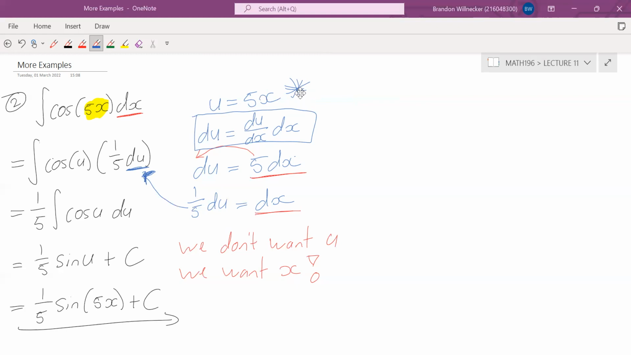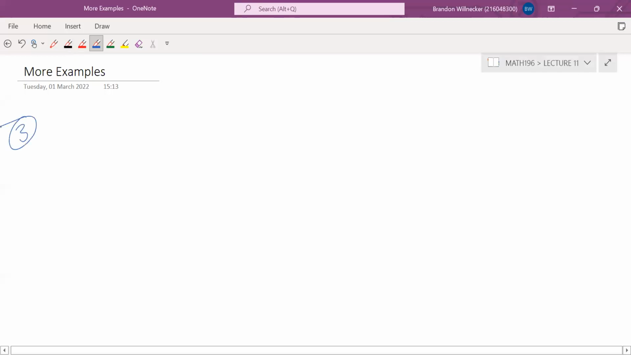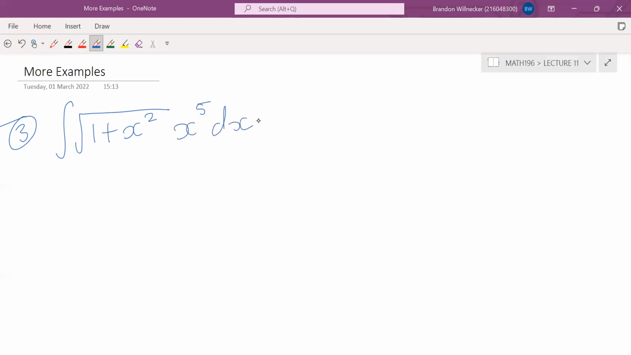Okay, let's take a look at another example. Okay, this is example number 3. So now we have the integral of the square root of 1 plus x squared times x to the 5 dx. Okay, and we're going to repeat the same procedure as before.